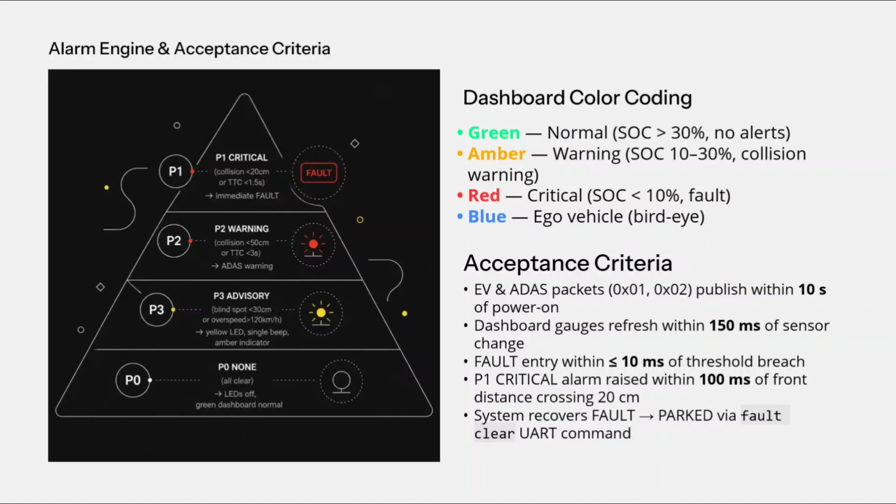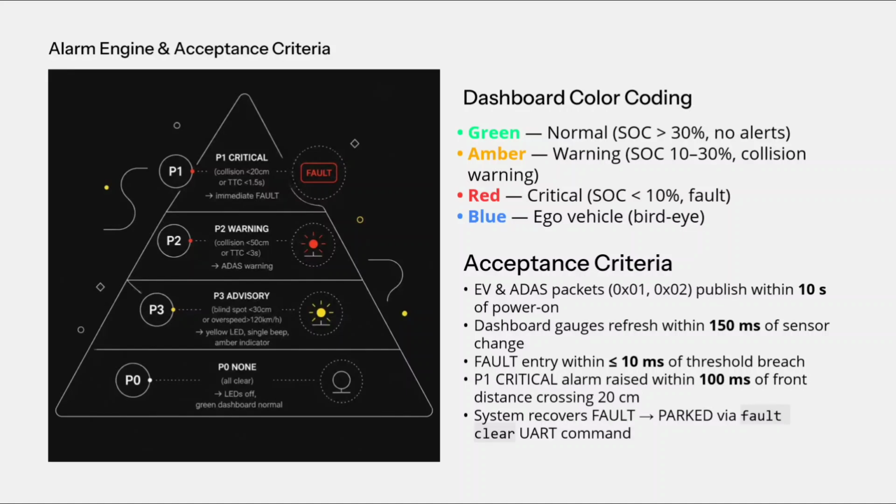Here the dashboard color coding is green, which means normal, no error. Yellow is a warning, and red is critical. That is how we have designed our EV dashboard. Then the acceptance criteria you can see there: published within 10 seconds of power on, and if options are changing and all will be there.